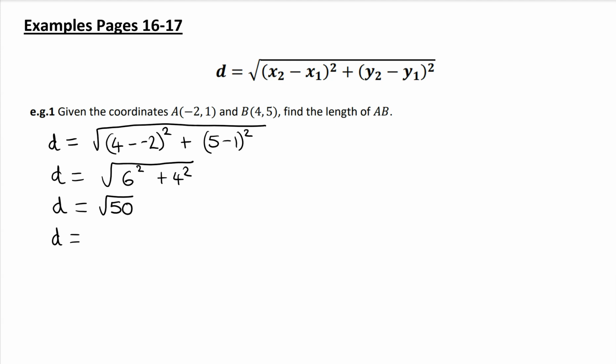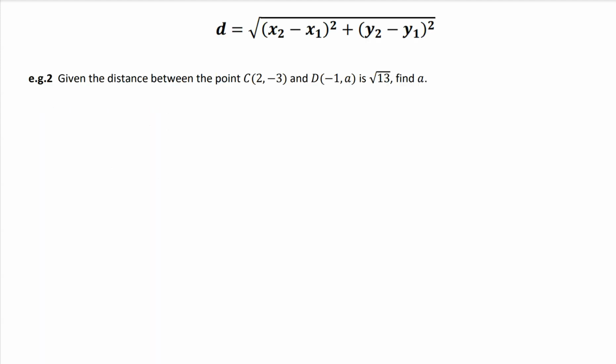So square root of 50 can be broken up into square root of 25 and square root of 2. Square root of 25 being 5. I can't do anything more about the 2. So the answer there would just be 5 root 2.